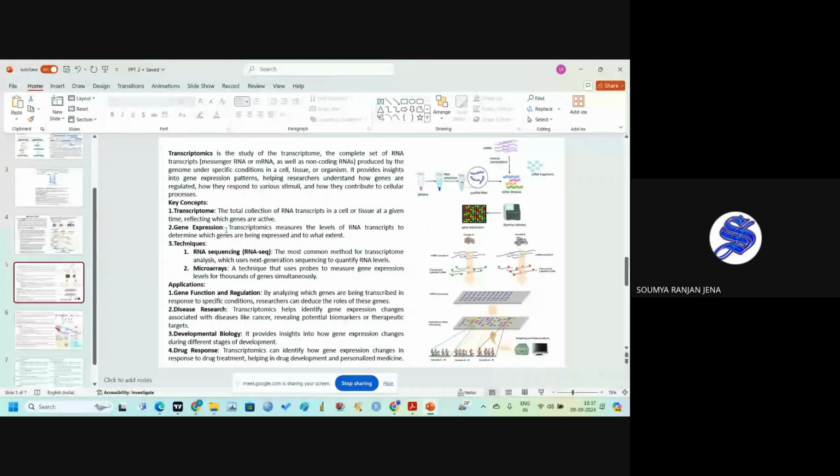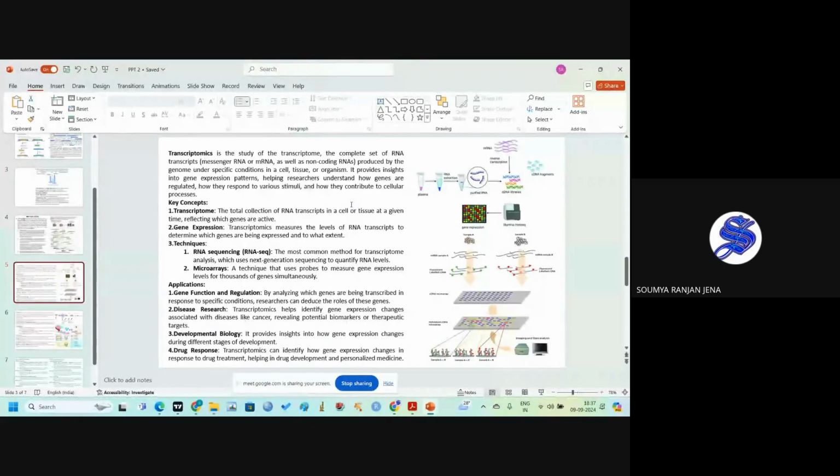Then, what is the key concept behind this transcriptome? It is the total collection of RNA transcripts. Suppose, for example, we take one small biopsy from a cell having cancer, then we extract all the mRNA from that biopsy, and we study how these mRNAs are overexpressed or underexpressed in that particular biopsy.